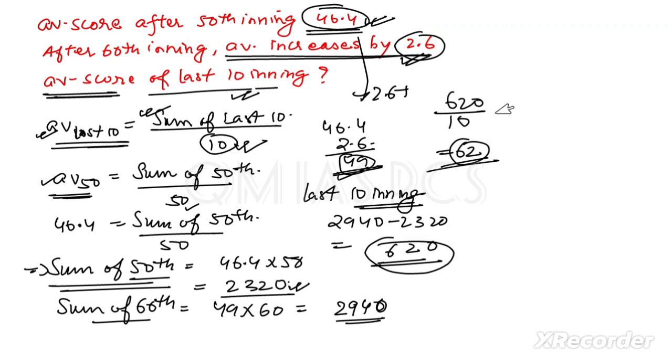So what we have done here: we have written the average, whatever the given data is. First, we wrote what our requirement was as per the question. Our requirement was the average value of the last 10 innings, that is the sum of the last 10 innings divided by 10. So we have to find the sum of the last 10 innings. Based on the given information, the average of 50 is given, then we got the sum of 50 innings. Next, for 60 innings it was given that the average increased by 2.6. Now we got the average of 60 innings, that is 49. So we got the sum of 60 innings, and based on this we got the last 10 innings' runs, that is 620. And then our answer.